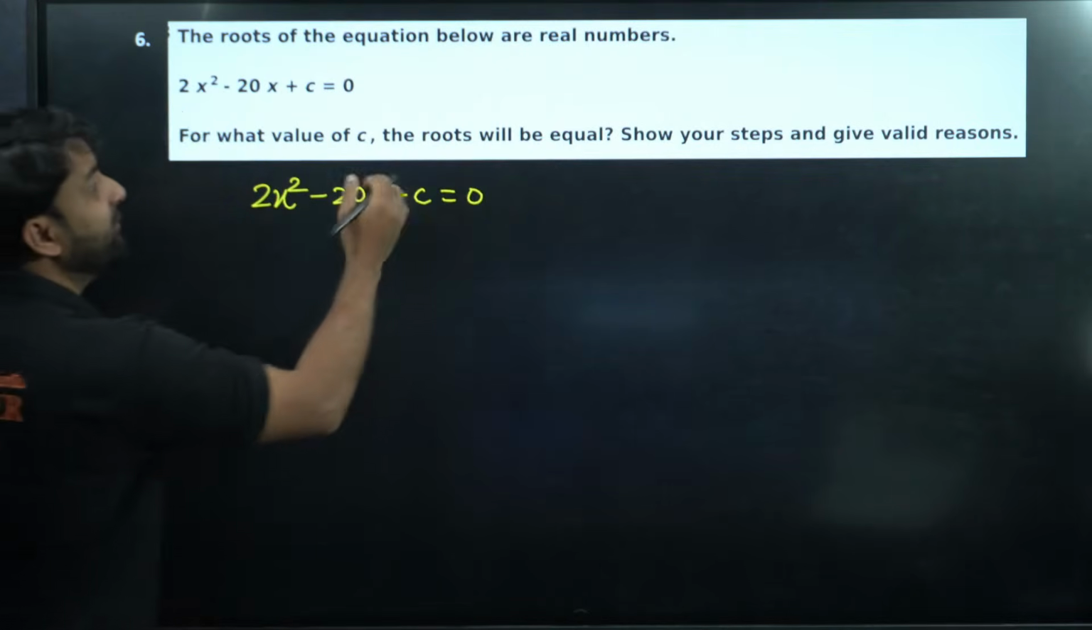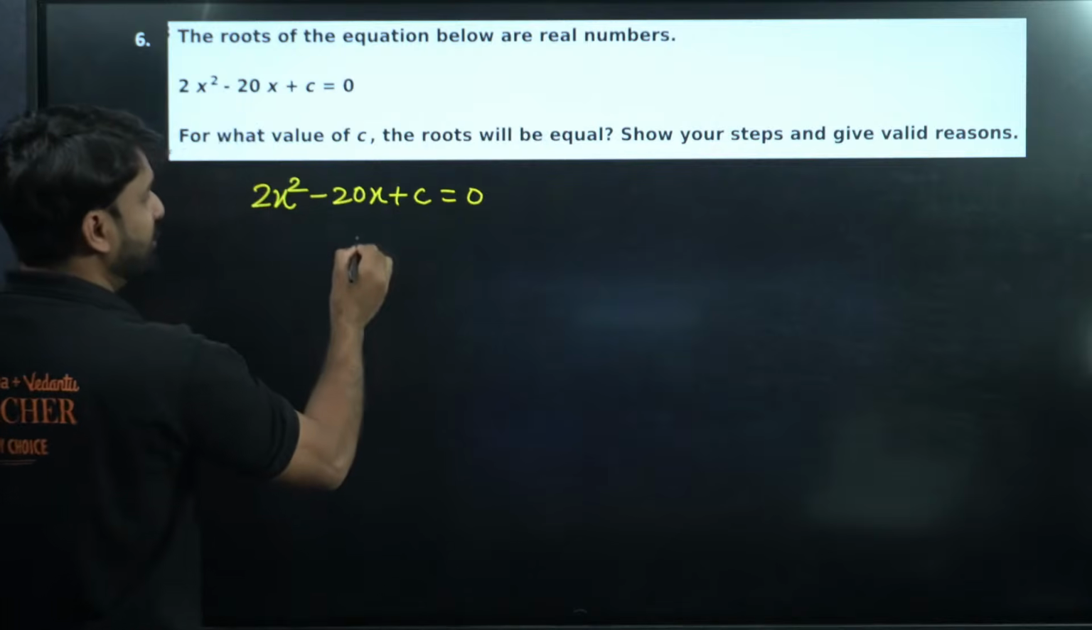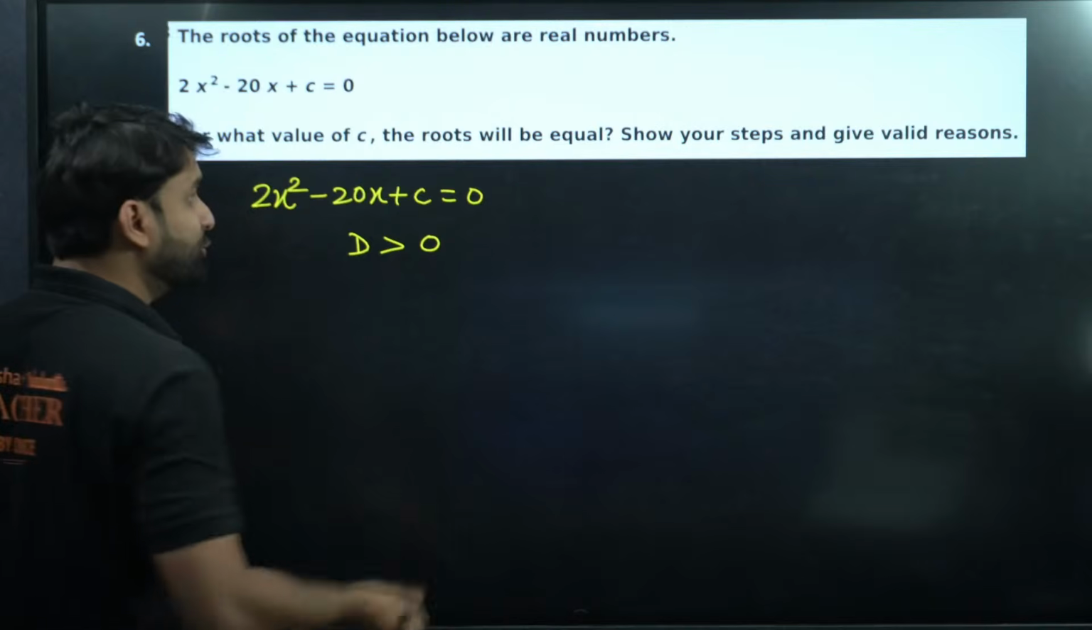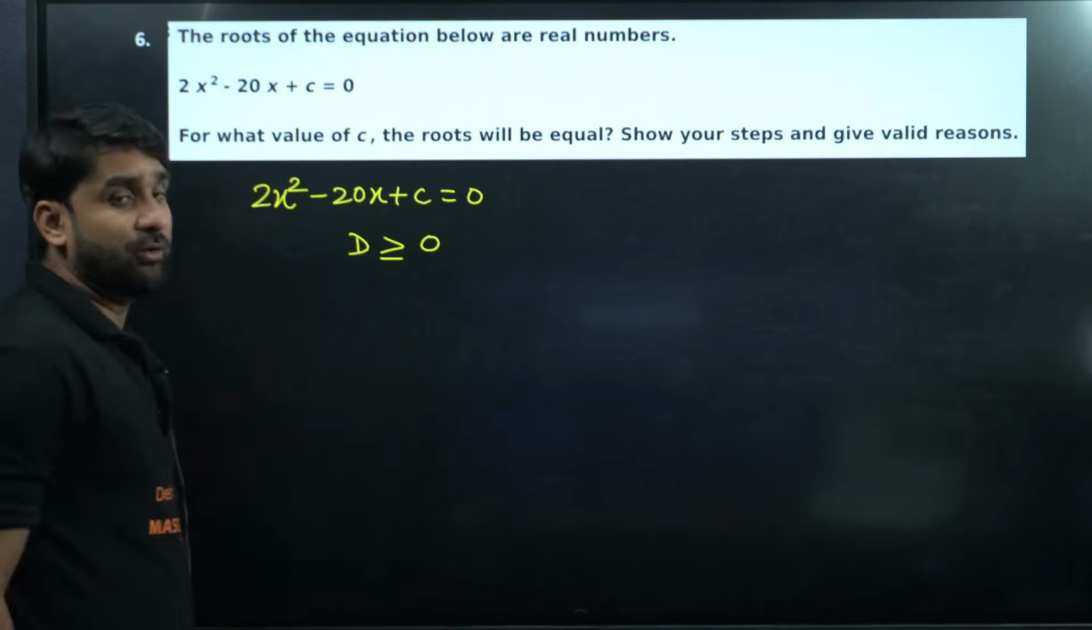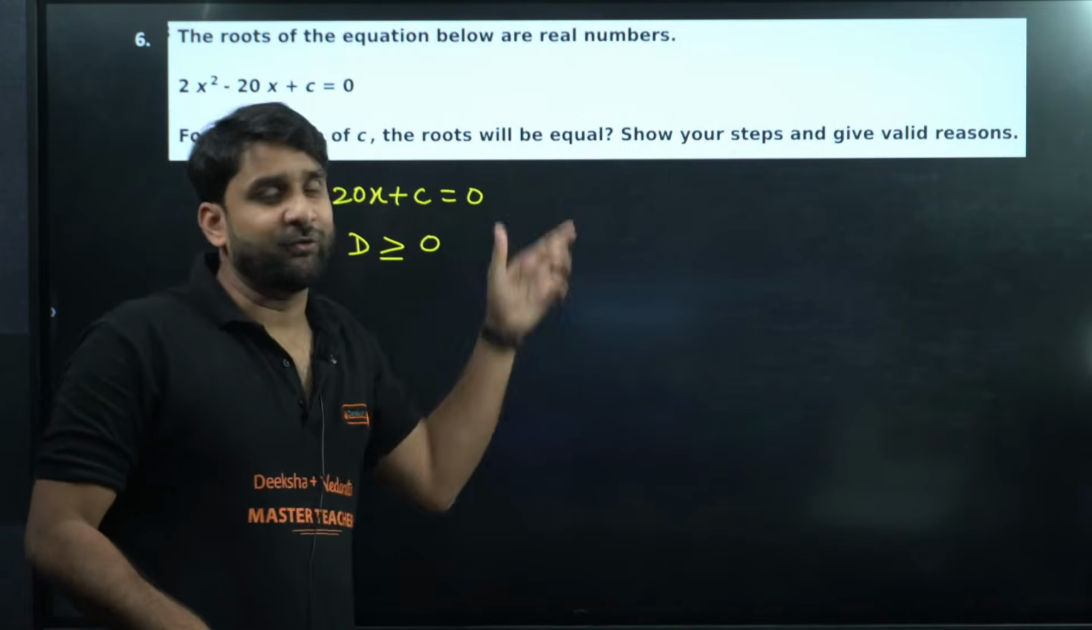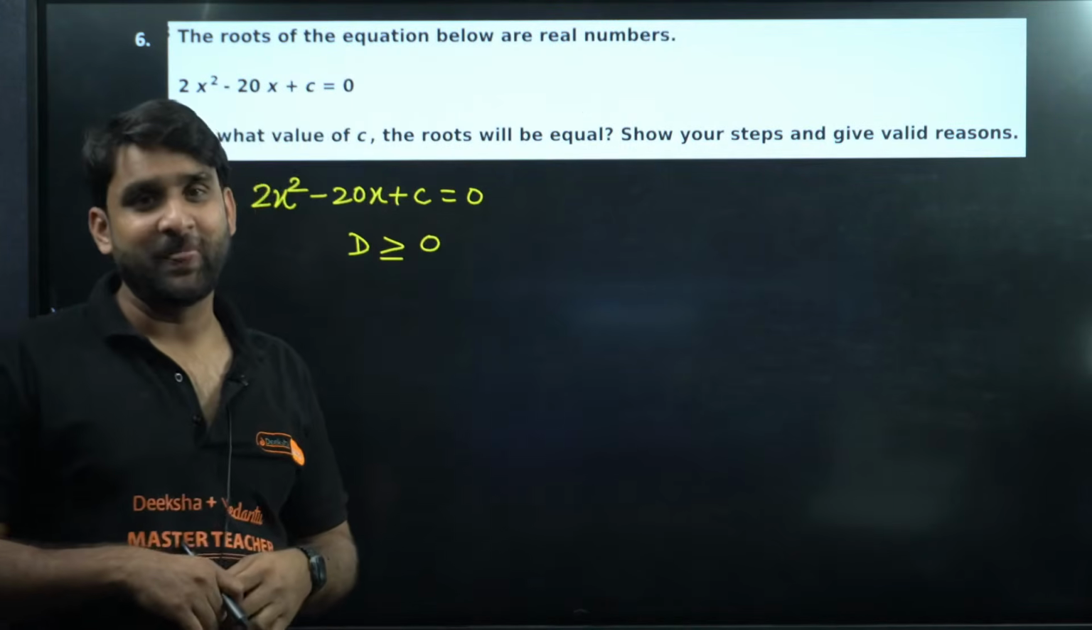The question is, if the roots are real, it is clear that D will be greater than or equal to 0. Why? Because the roots are real. And for the roots to be equal, D should be equal to 0.